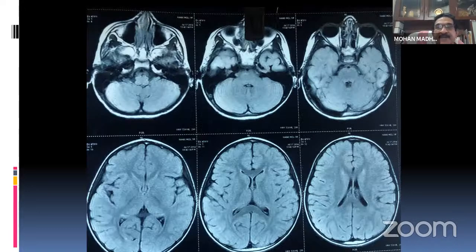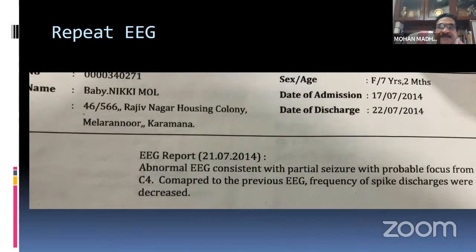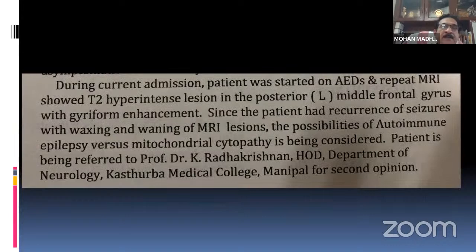Now this time, this is the MRI that was taken here, the second time. It did not show much of an abnormality; it appeared normal. Repeat EEG was consistent with partial seizure, probable focus at C4, just like the previous one, but compared to the previous EEG, the spike frequency was decreased. During the current admission, the patient was started on AEDs. Repeat MRI showed T2 hyperintensity in the posterior region; this was the second MRI, with that particular film I couldn't locate.